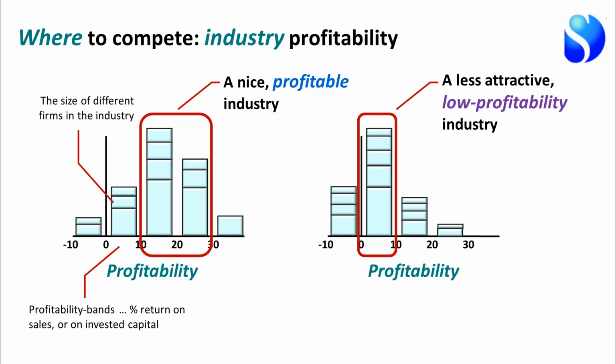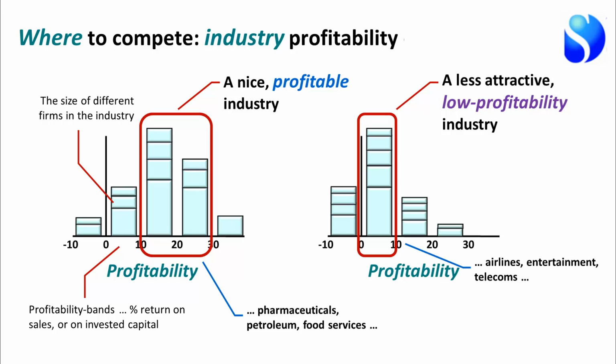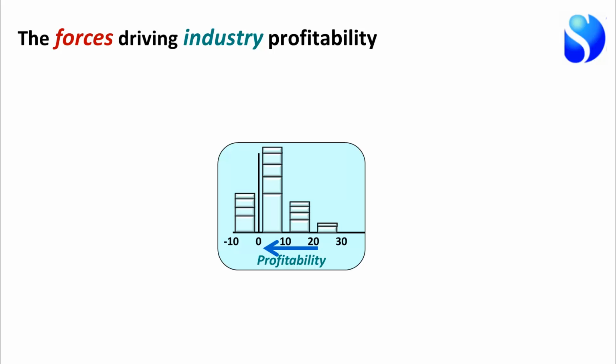So industries where profitability is quite high include pharmaceuticals, petroleum, food services. Industries that are at the low profitability end include airlines, where actually the whole industry has basically been hugely unprofitable for pretty much as long as the airline industry has existed. Entertainment and telecoms are other sectors where it's actually quite difficult to achieve very much in the way of good profitability rates. What causes these levels of profitability?